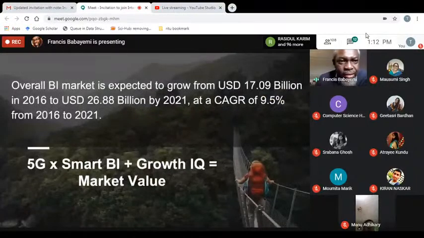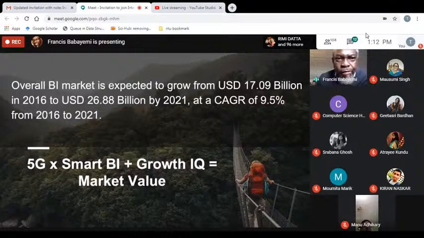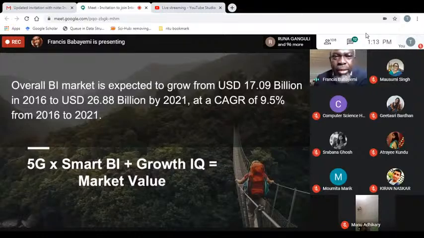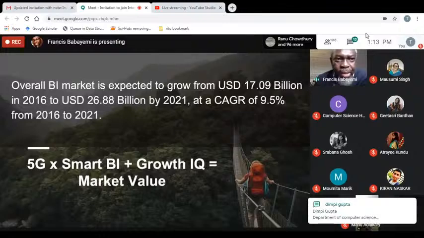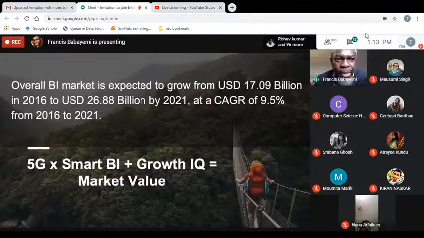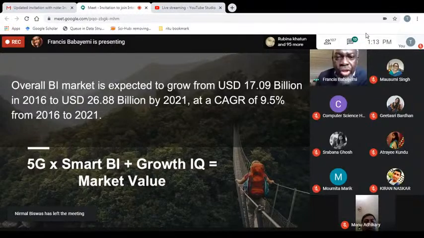Overall, the business intelligence market is expected to grow from 17.9 billion as it was predicted in 2016 to something like 26.88 billion by the end of next year. Okay, so we're seeing a growth here of about 9.5%. My argument is that 5G and its multiplying effect on smart business intelligence capability, plus the growth IQ, people becoming more aware of managing data, visualizing data, interpreting data in real time, would equate the market value.